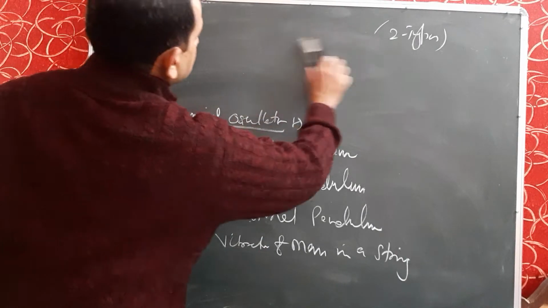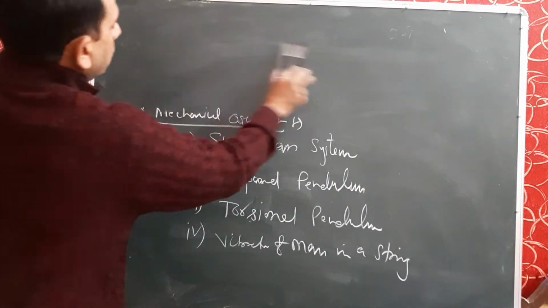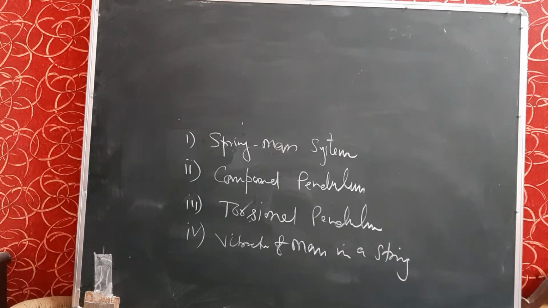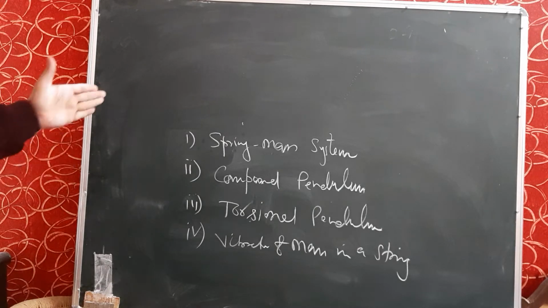So in all oscillators, we will prove that the motion of the oscillator is harmonic. First one is to prove the motion is harmonic. And second, if the motion is harmonic, then we have to find the time period or frequency of that oscillator. So these are our two aims in all cases.